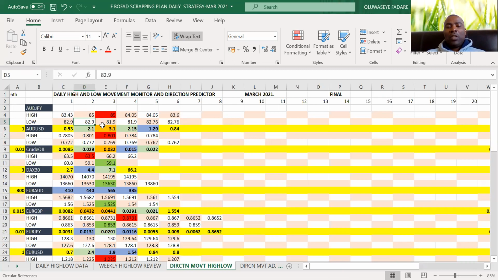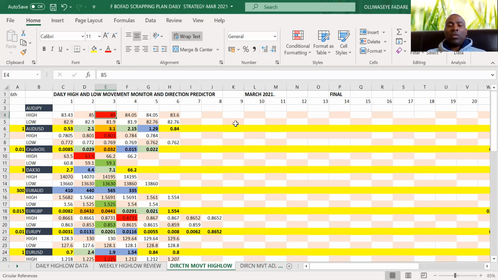So far, the purpose of this red and this green is just to give me an idea, as at week 1, of what I expect the likely direction of the market to be. For this AUD JPY, I expect the market to come down. That's why I put a red. What it means is that this red currently is 85.